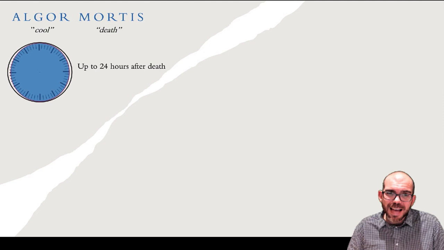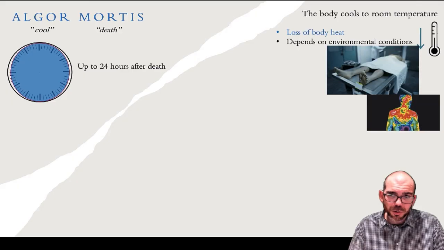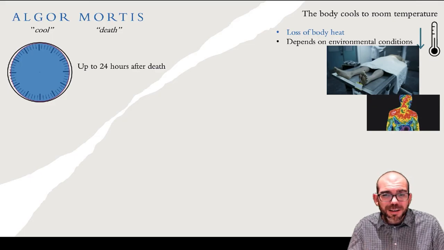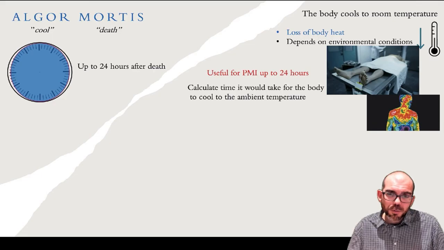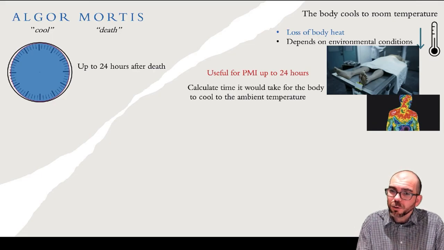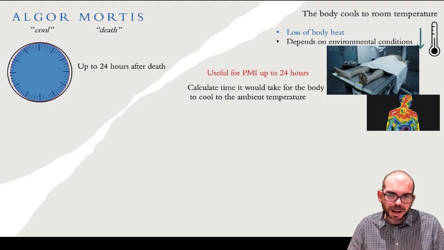The next phase, algor mortis, algor means cool, occurs up to 24 hours after death, and that is much more useful. During algor mortis, the body begins to cool until it hits room or ambient temperature. There's a continuous loss of body heat, and the rate of that depends on the environmental conditions. It's useful for PMI up to 24 hours because we can calculate the time it would take for a body at regular room temperature to decrease down to the ambient or room temperature in the environment that it's found.